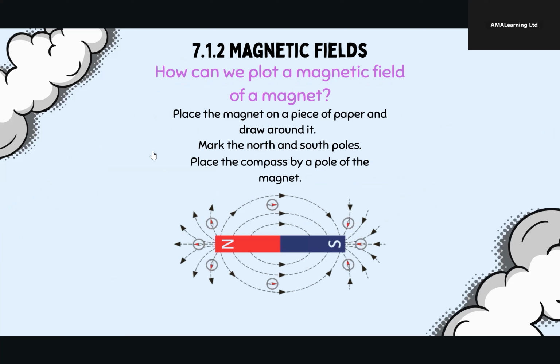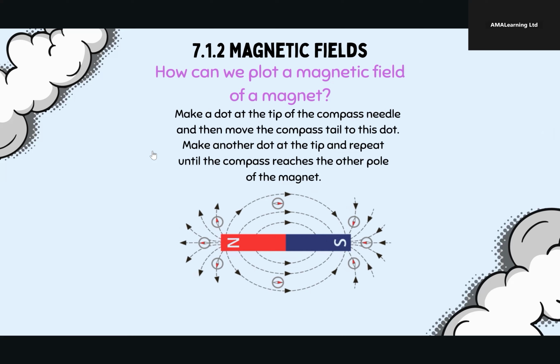Okay, so how can we plot a magnetic field of a magnet? This can sometimes come up. Place the magnet on a piece of paper and draw around it. So first things first, draw around the magnet. Mark the north and the south poles. Place the compass by the point of the magnet. So for example, you might put it here, and then you put a little dot. Make a dot at the tip of the compass needle, just there.